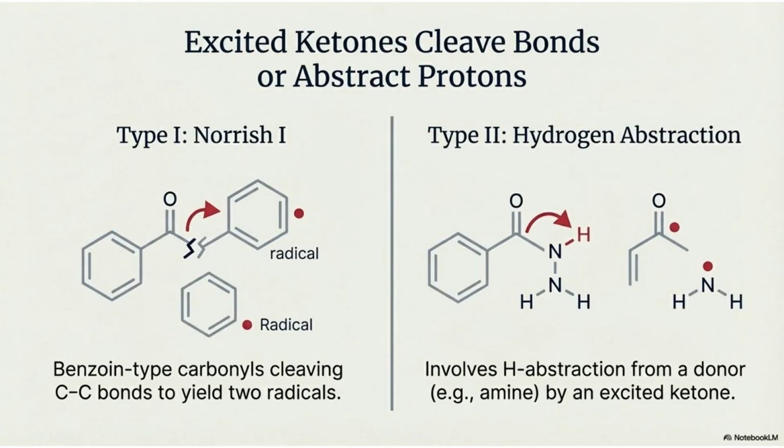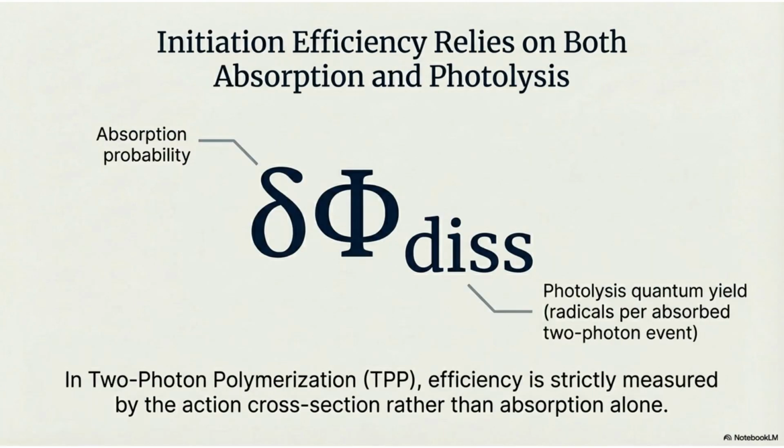Excited ketones can cleave bonds, known as type 1 or Norrish 1, yielding 2 radicals. Alternatively, they can abstract protons in a type 2 reaction, which involves hydrogen abstraction from a donor like an amine. Initiation efficiency in two-photon polymerization relies on both absorption and photolysis.